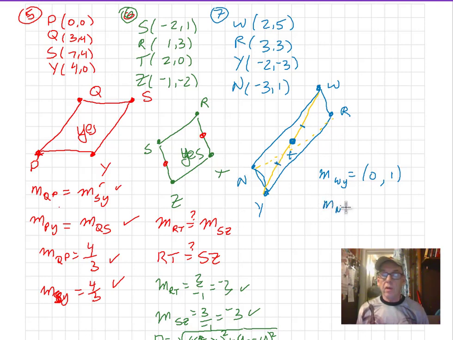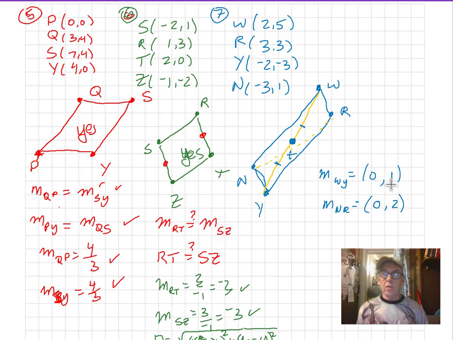So we want the midpoint of NR. Now if the midpoint ends up exactly the same place, then we can say that they bisect each other because they share the same midpoint. So NR, the average of the x's from N to R: a -3 with a 3 gives us a 0. 0 divided by 2 is 0. And adding the y's up, we've got a 1 with a 3, that's a 4, and 4 divided by 2 is a 2.